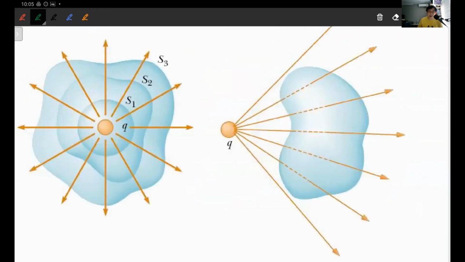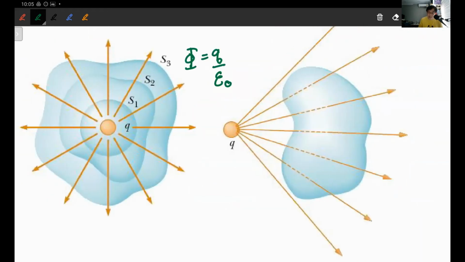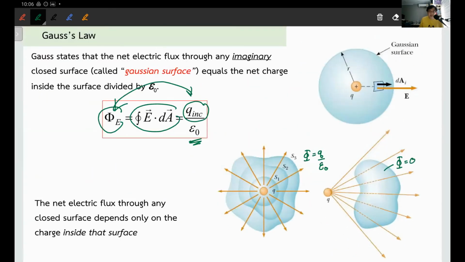Look on the right. If you come up with a weird surface and inside your closed surface does not have any charge, I can say right away the net flux here is going to be 0. Because there's nothing inside to have a net electric field through your closed surface. Yeah? Reasonable? Okay? So that's what it is. That is Gauss's law. Believe it or not. And that's how easy it is.